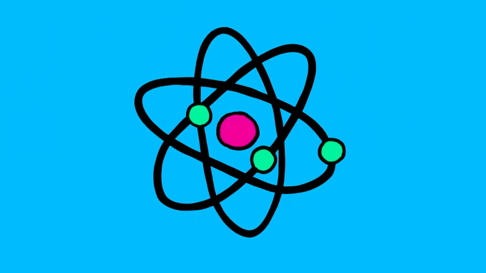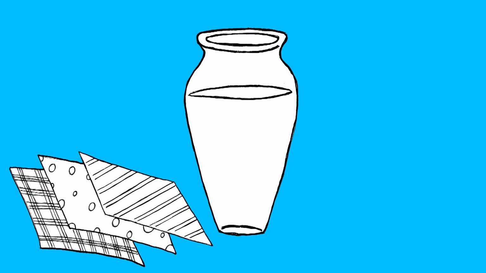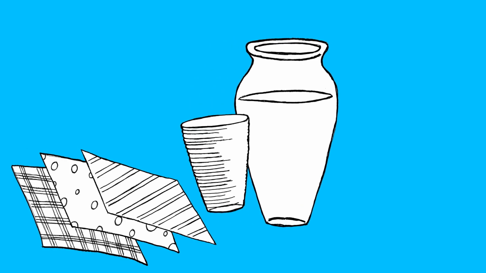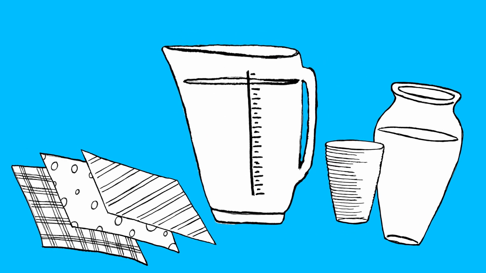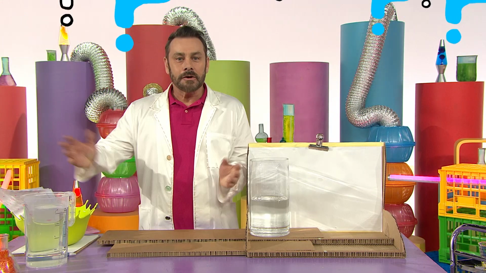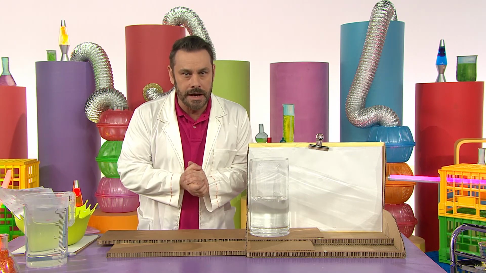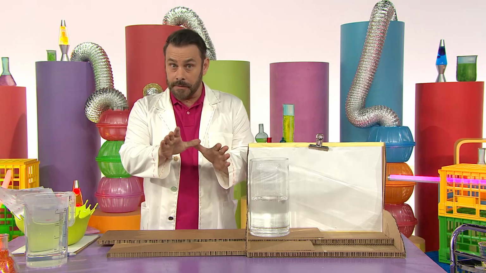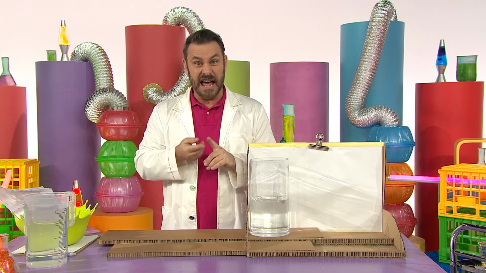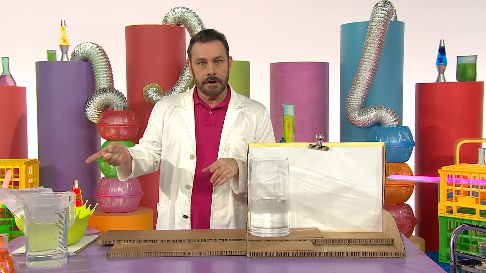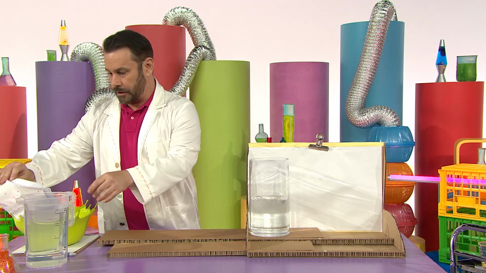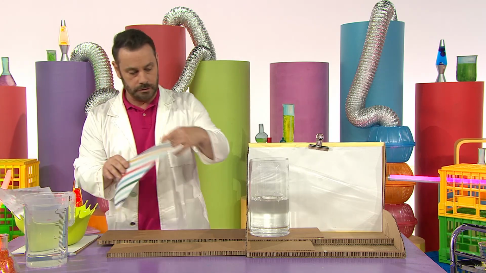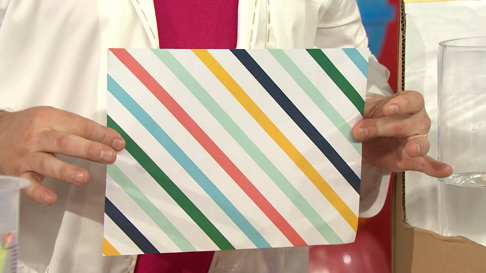Let's investigate. Come on, it's science time. For this experiment, you'll need different pictures or patterns, a tall vase or glass, and water. Welcome to the Science Time Lab. Are you ready to experiment? For this experiment, we'll need lots of different pictures and patterns. What have we got in the bits and bobs basket? Oh, look, some stripy wrapping paper.